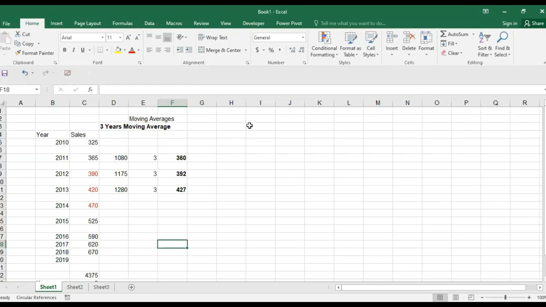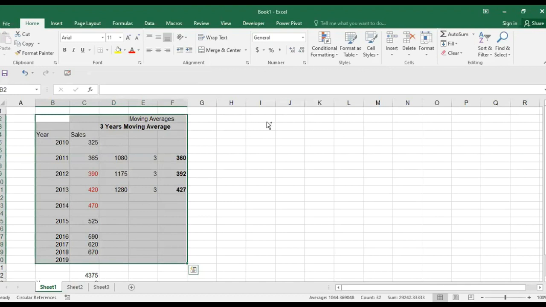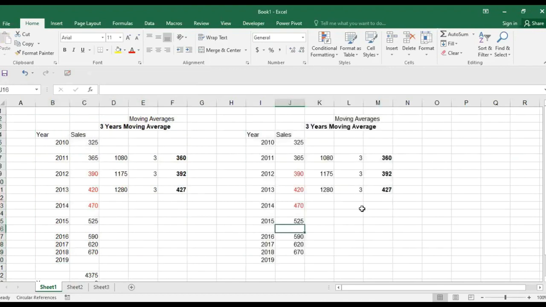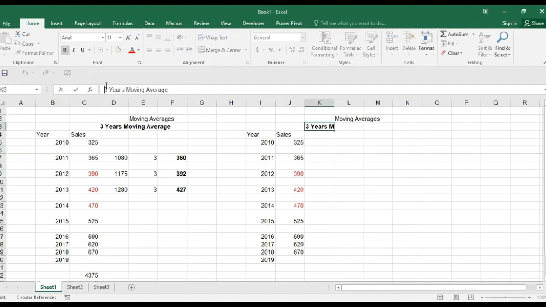Now, imagine that I have to use the same data, let me copy paste it here. And I say that now you don't have to calculate a 3-year moving average. You have to calculate a 4-year moving average. So now I'm doing a 4-year moving average. So if I have to do a 4-year moving average, what you do, you take 1, 2, 3, 4. 4 years you will take, and you will take their average.